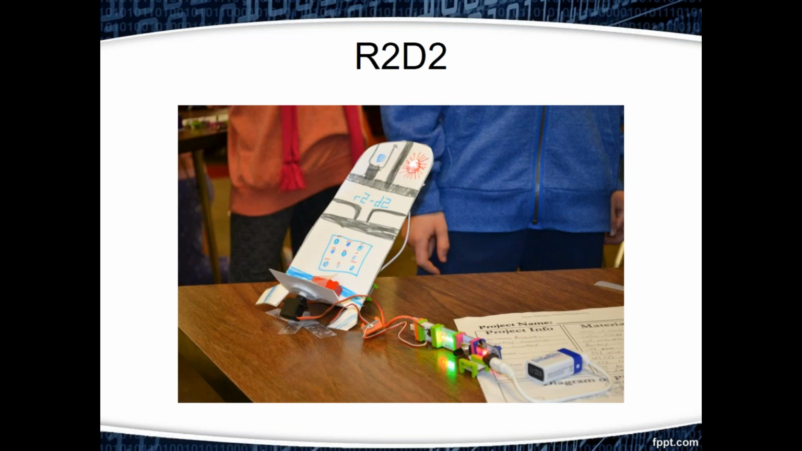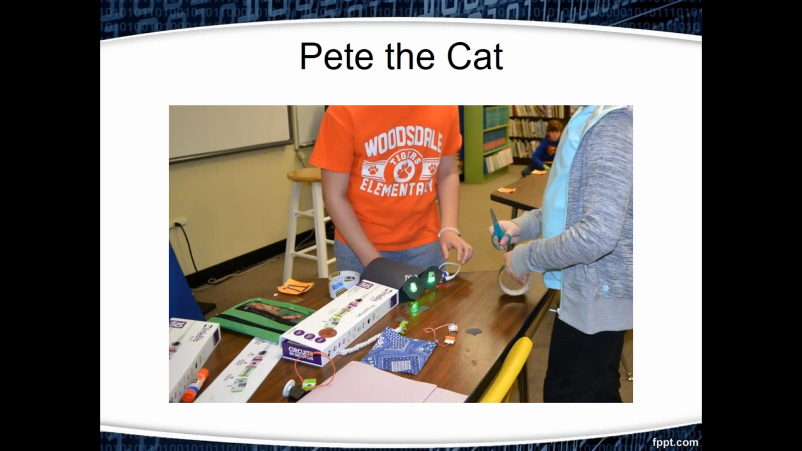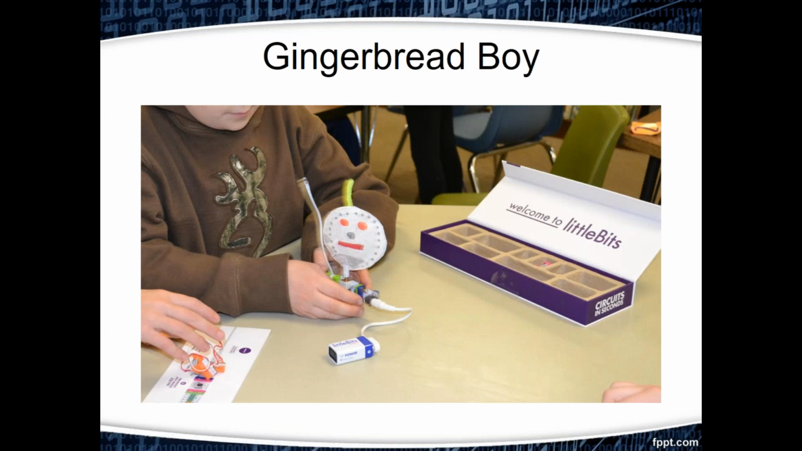Here are some of the things they created. Here's R2-D2. He swiveled and one of his eyes lit up. That's Pete the cat on the table there with glowing green eyes. And then the final one to share with that is the gingerbread boy, and his head rotated all the way around.